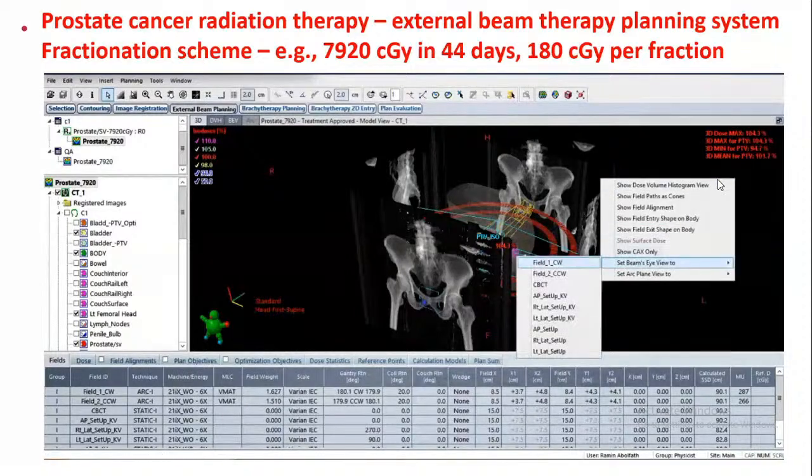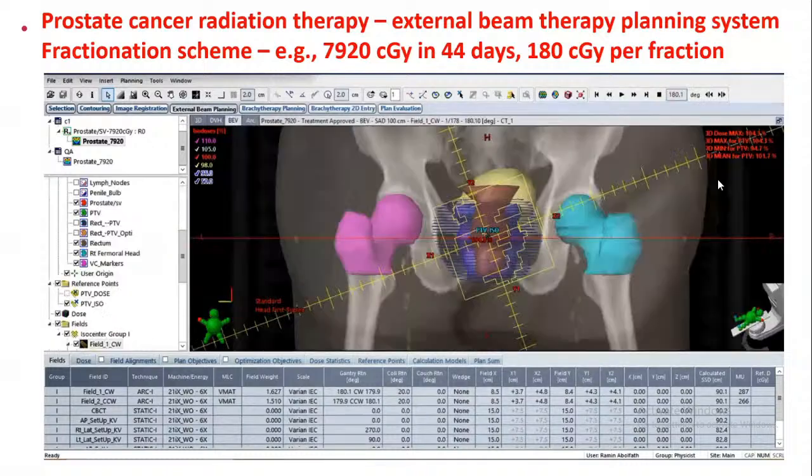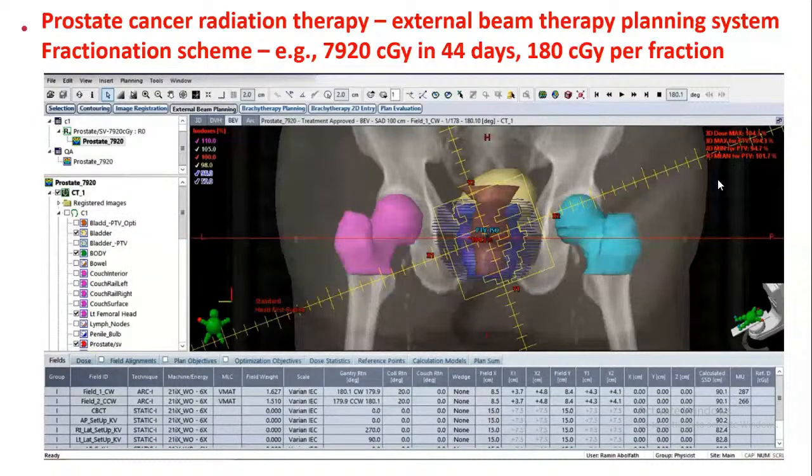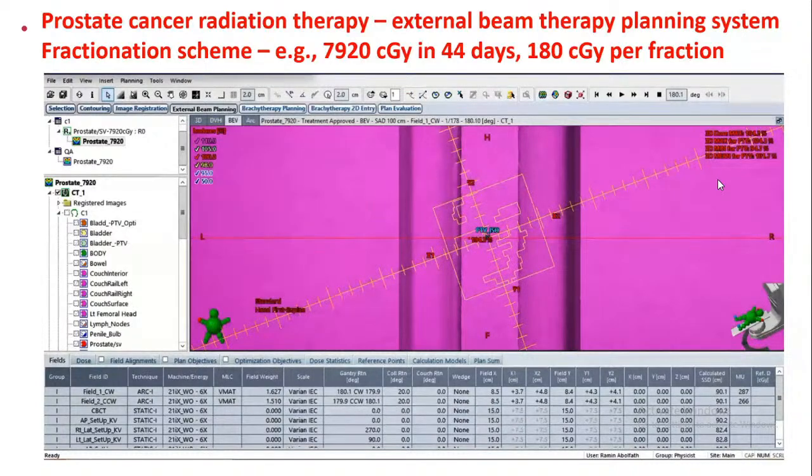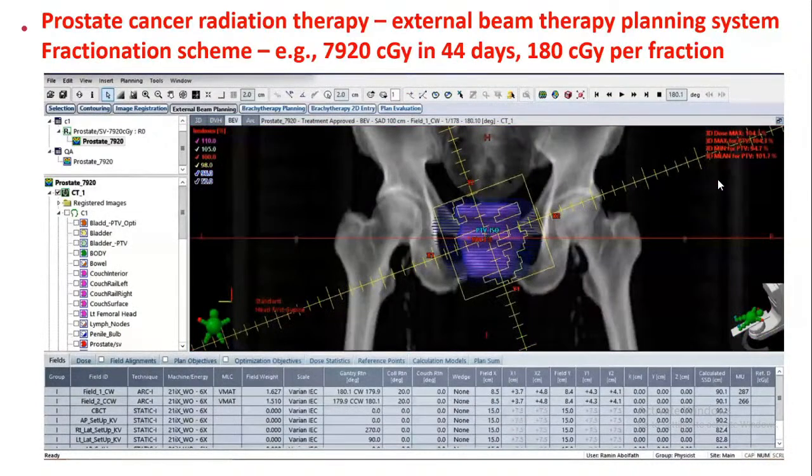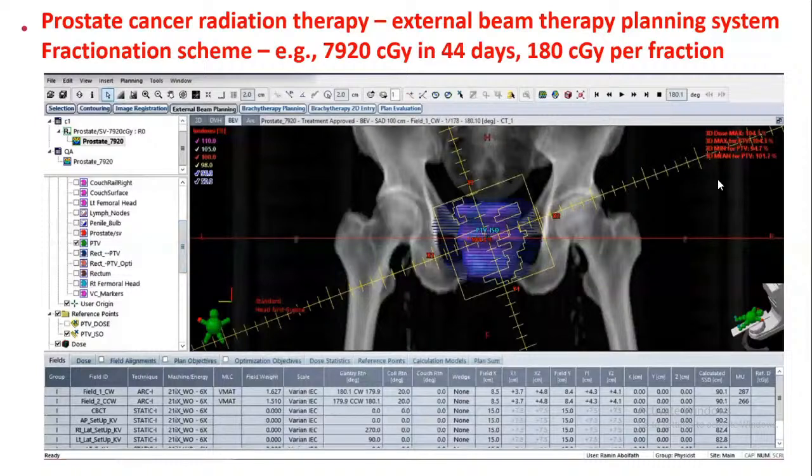And it is a part of a larger package that starts from this CAT scan and ends up with the linear accelerator control system, as we saw in the previous video. Using these computerized applications, the physicians enter their prescription, in this case, a daily dose of 180 centigray in 44 days, with total dose of 7920 centigray.